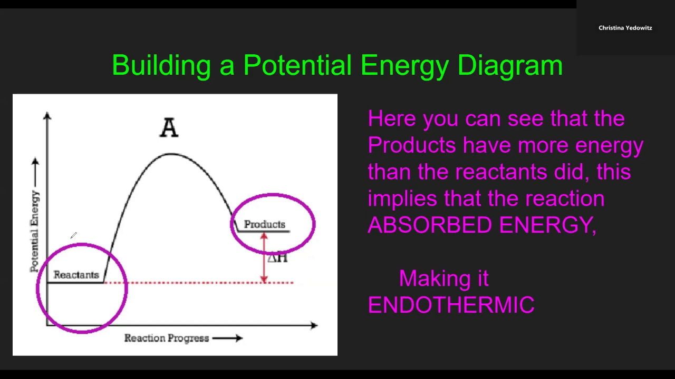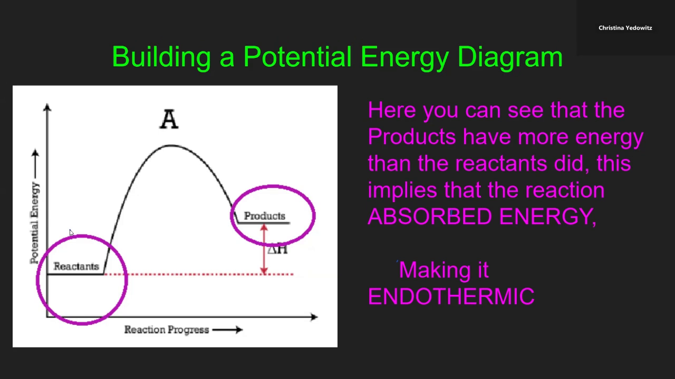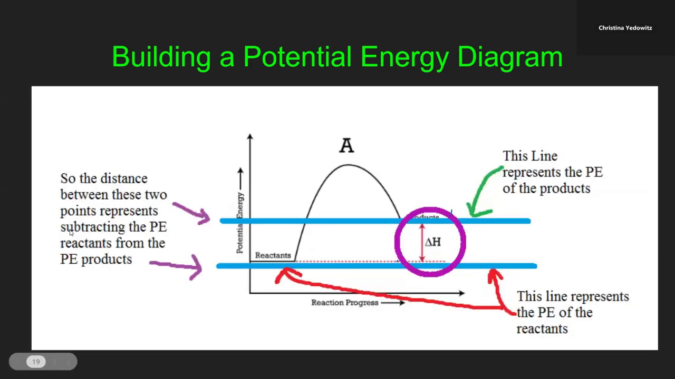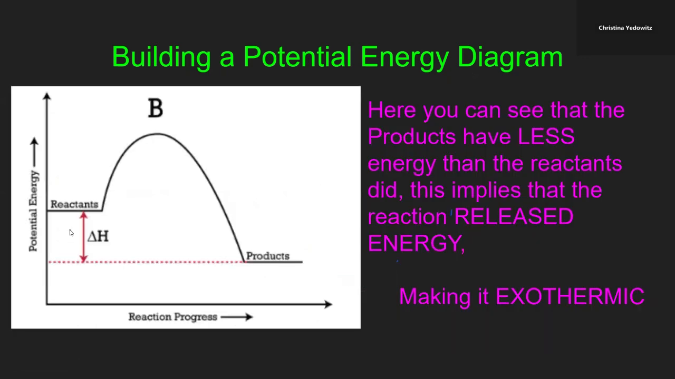All right, let's take a look at, oh, it won't let me do it because I have annotate on. So here's a slide which goes over that. Where the two blue lines are, the gap between them represents the heat of the reaction. And the fact that the products are higher than the reactants tells you that this is an endothermic reaction.